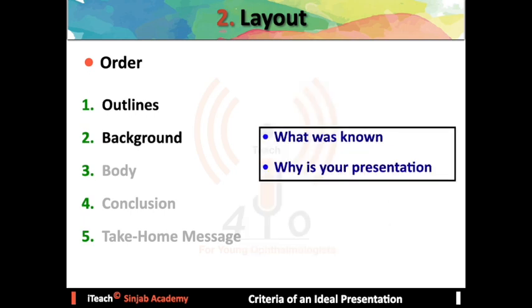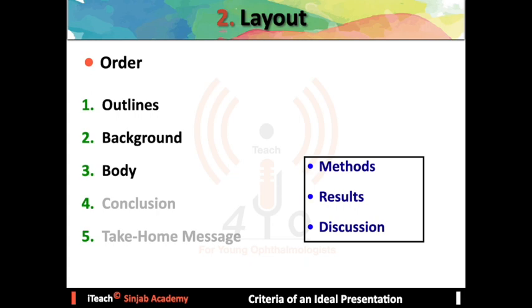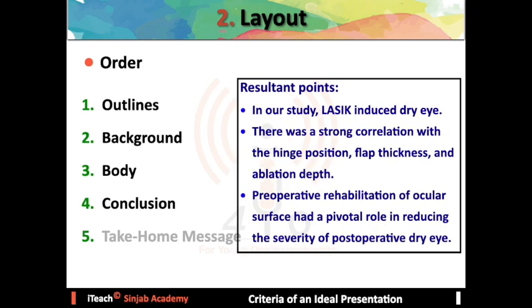The background, you have to mention what was known and why is your presentation. Regarding the body, you have to mention the methods, results, and discussion if it is a research or a case presentation, for example. The conclusion. Here in the conclusion, you have to mention the resultant points. For example, in our study, LASIK-induced dry eye, there was a strong correlation with the hinge position, flap thickness, and ablation depth.